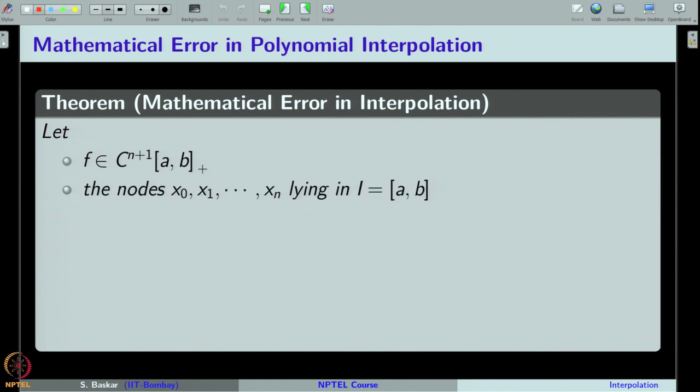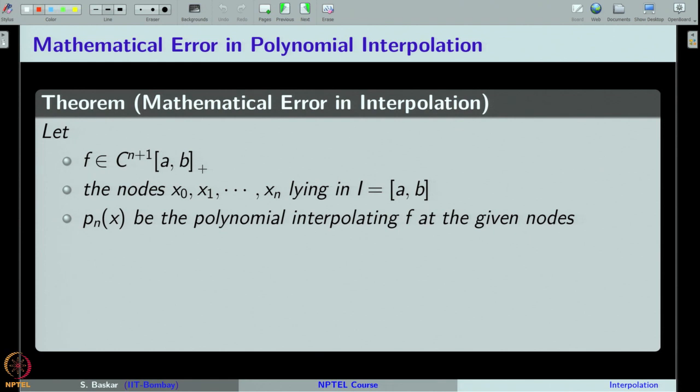Now, of course, we are given n plus 1 distinct nodes x0, x1, up to xn, all in the interval [a, b], with the understanding that x0 is equal to a and xn is equal to b. Although it is not strictly necessary to assume this, in most of our analysis we will assume this, at least when we are working with equally spaced nodes.